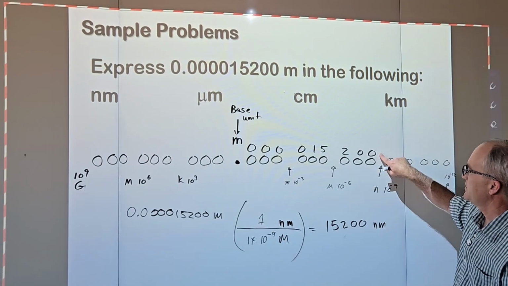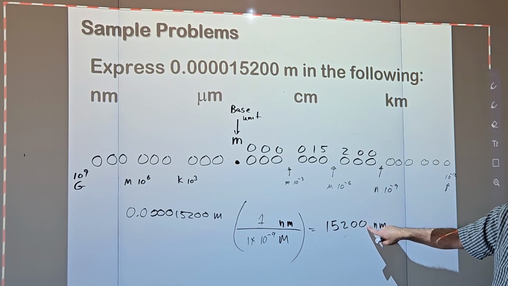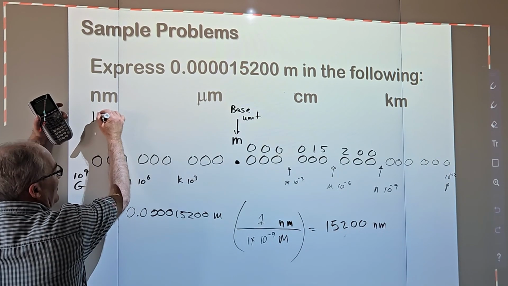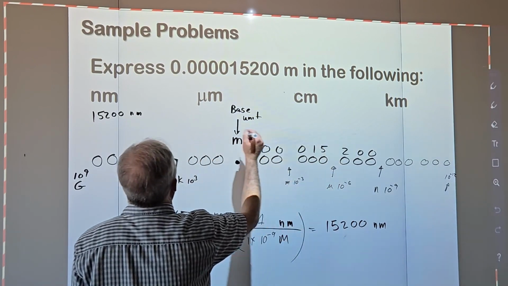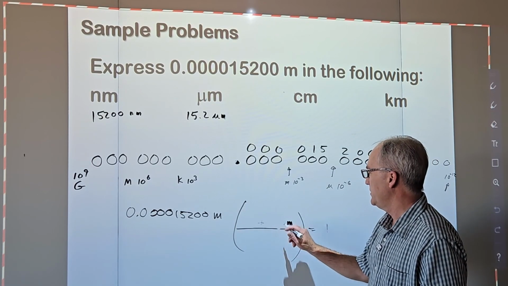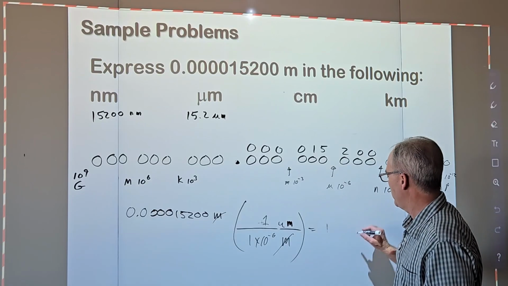And look here, oh, there's where the nanometer decimal would go if we wanted to put one there, and I can see how that moved across. Now we got this one figured out. How about micro? I'm going to look at this and say 15.2. How would we formally do it? We'd have to do something like this. Now I want to put micro in here. 1 micro with meters. Meters cancel, I'm left with micro.